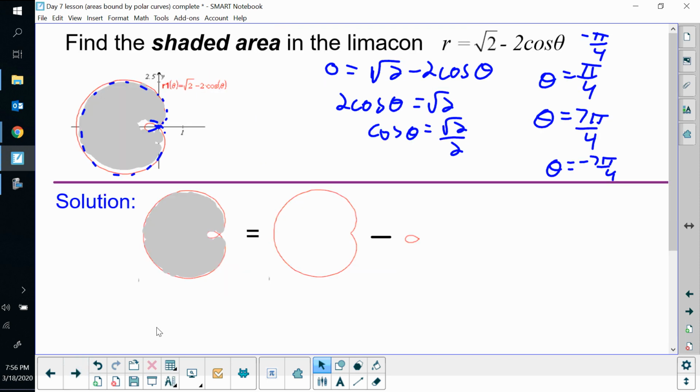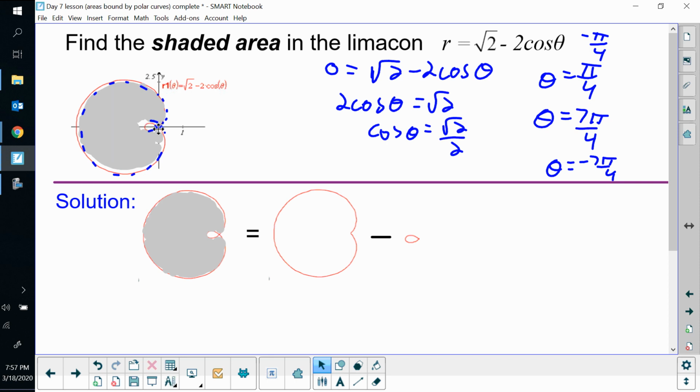So the last type of thing we'll look at in this video is finding the area of a limacon. So this limacon, it loops into itself. So if we want to find the area, this shaded area here, we have to do this part here, which does not include the excluded part, the little part, and then subtract off the little part.